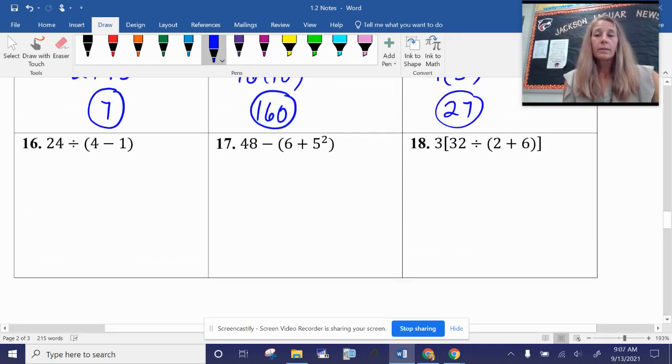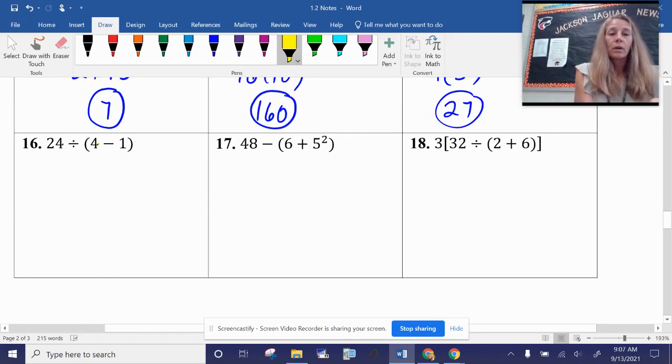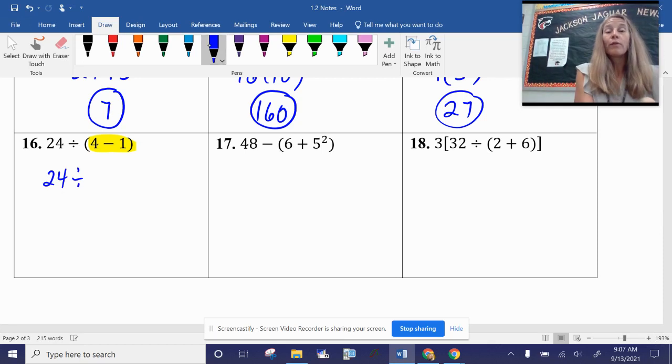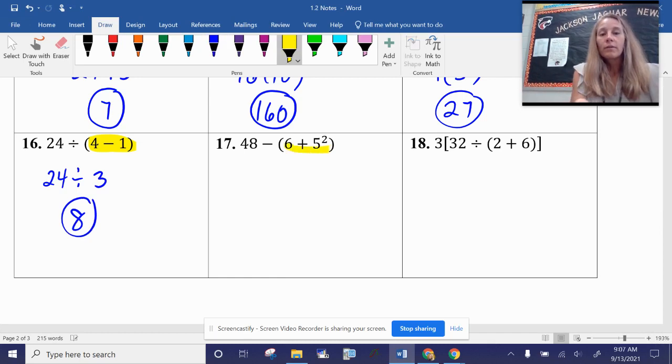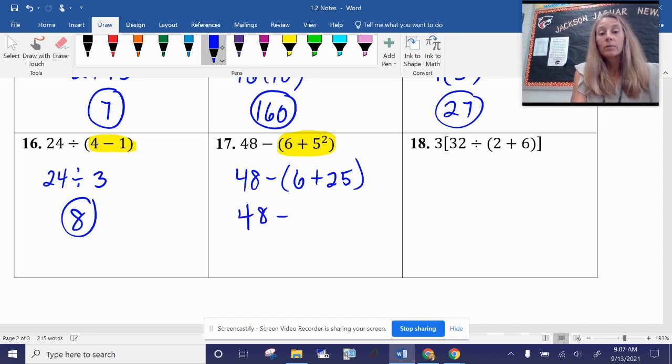And finishing up the last 3 examples here. 4 minus 1 is equal to 3. 24 divided by 3 is 8. Then in number 17, I have these parentheses, but within those parentheses, I have an exponent that needs to be done first. So 6 plus 25. The 6 plus 25 is 31, and then I'm subtracting that, and I get 17.